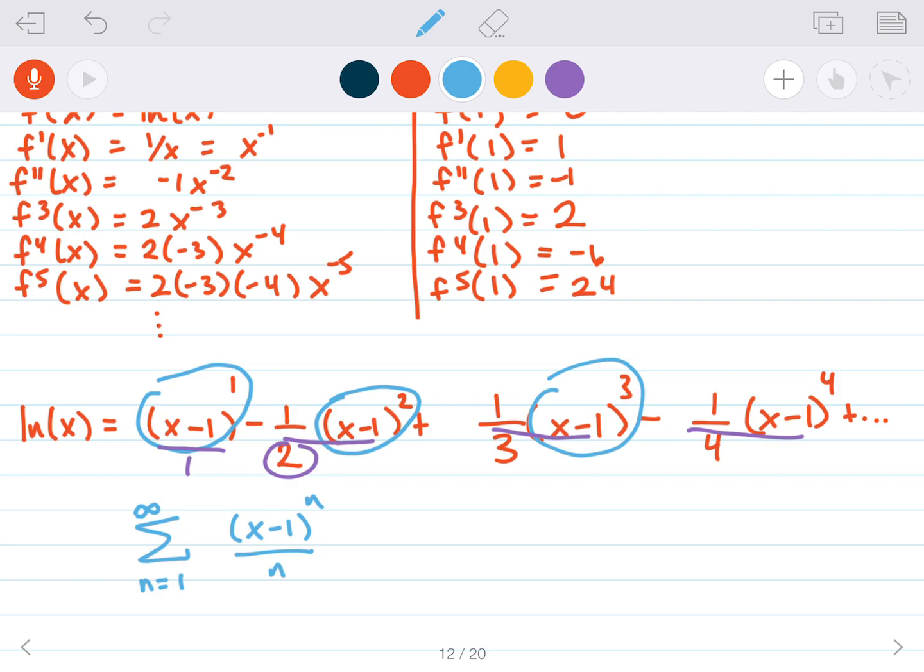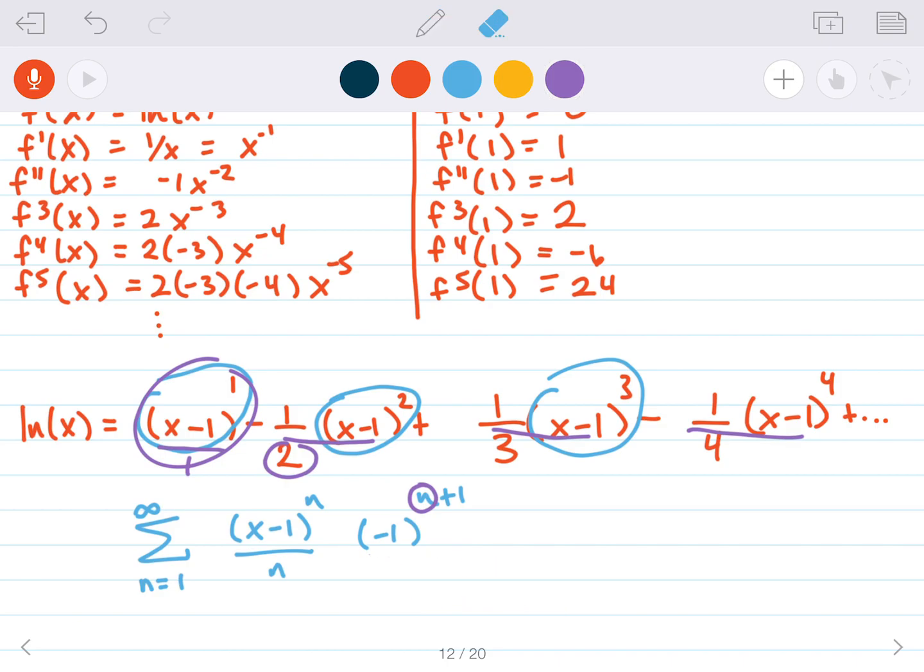Now, how do we deal with the alternating signs? Well, we bring in a negative 1 to the n plus 1. This is always going to help us with alternation, either a negative 1 to the n plus 1 or a negative 1 to the n. Why is it negative 1 to the n plus 1? Well, if we plug in n equals 1, we get negative 1 to the 1 plus 1, which is negative 1 squared, which is 1, and our first term is positive. Okay, so when n equals 1, the first term should be positive. That's going to take care of this with this negative 1 to the n plus 1.